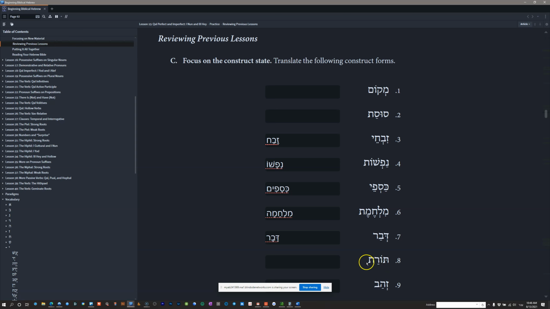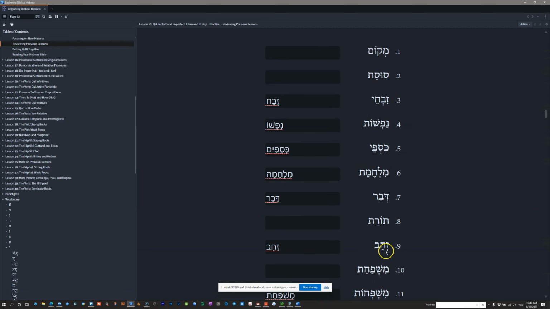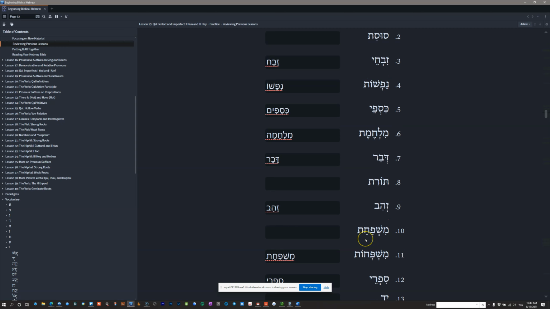Number 8, torat, the feminine singular construct form here. Feminine singular absolute would be Torah. Zahav, this would be kametz if it were absolute. Number 10, we've got mishpachat.